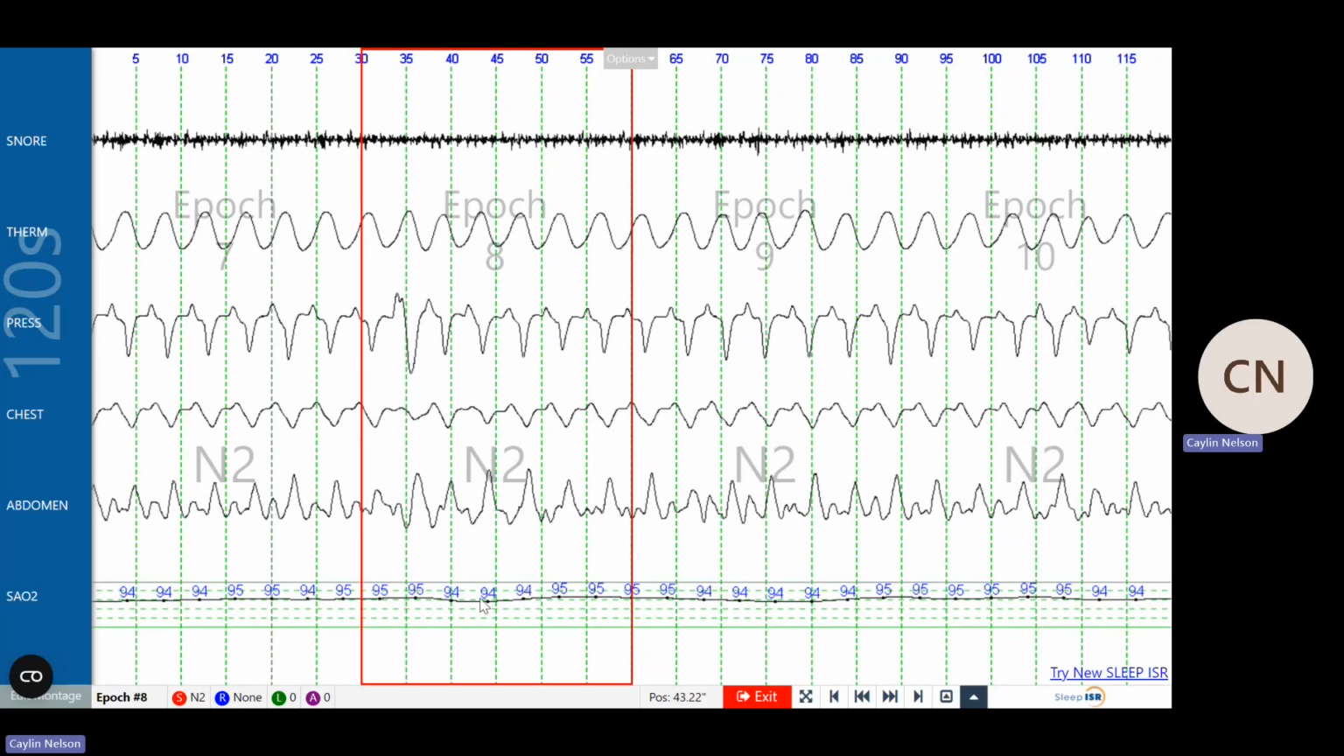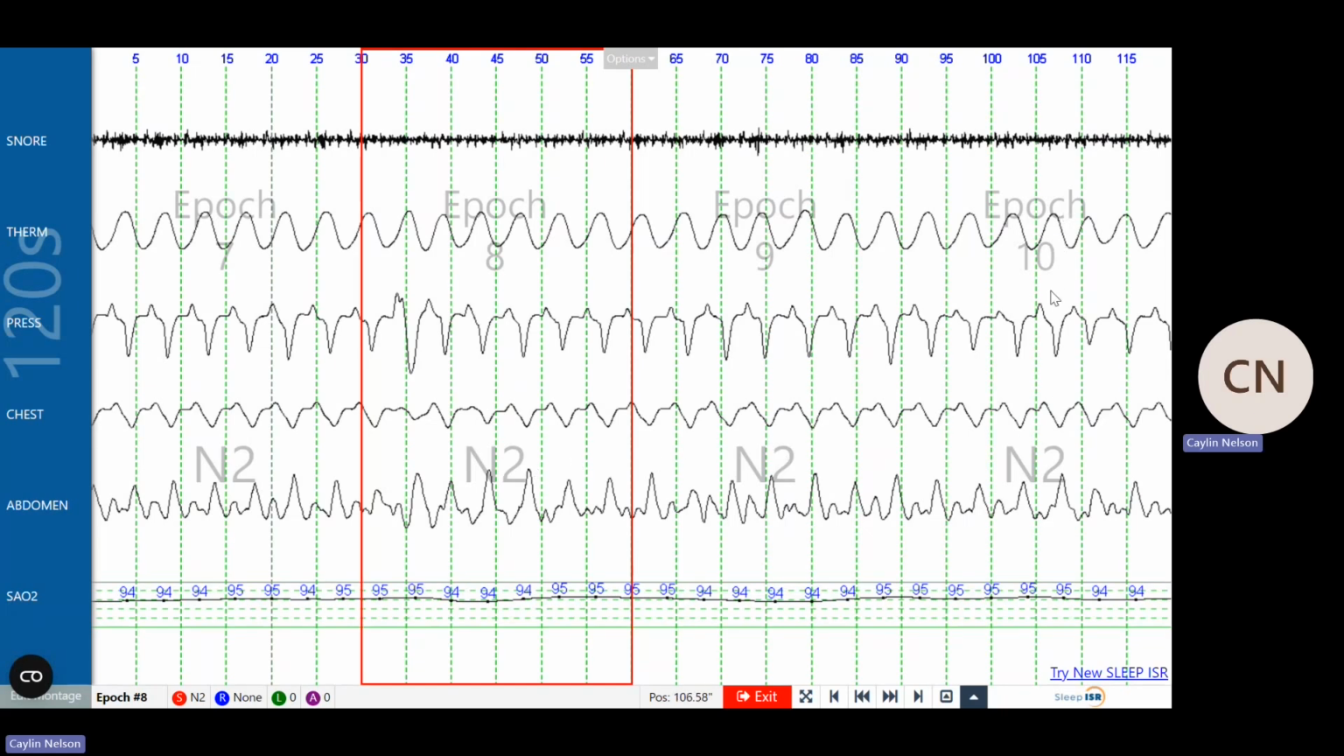So now we're looking at epoch 7 through 10 here. Again, we're going to be looking at the continuous airflow and continuous effort, as well as our continuous oxygen level. You see there are no real changes in airflow or effort. Typically with that, there's not going to be many changes in the oxygen levels. You see she is floating around 94, 95% SaO2, which is good.